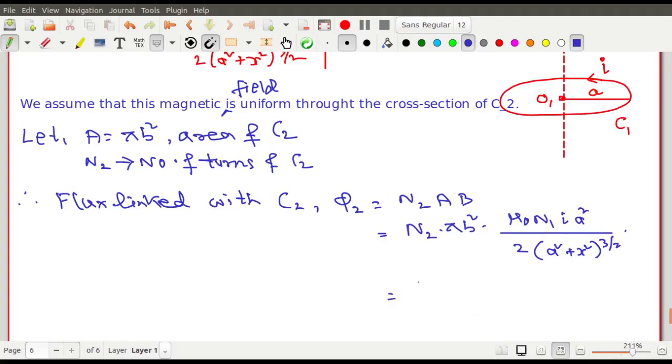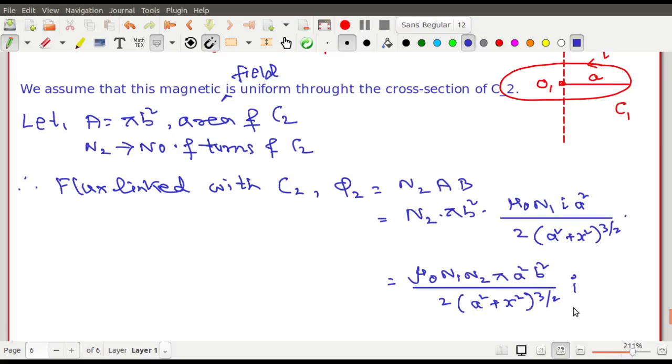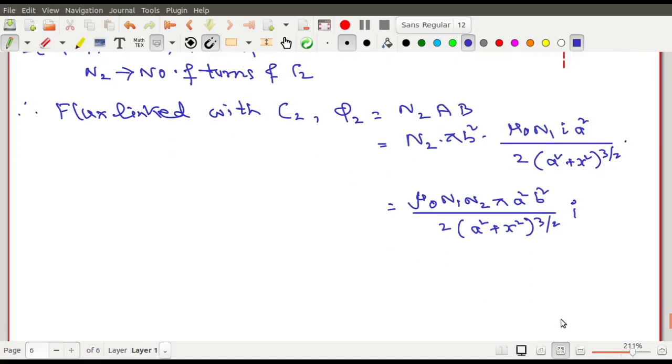Next I can write this to be mu 0 N1 N2 pi times a square b square divided by 2 times (a square plus x square) to the power of 3 by 2, into I. Right? So this is the flux linked with C2 due to the current in C1.